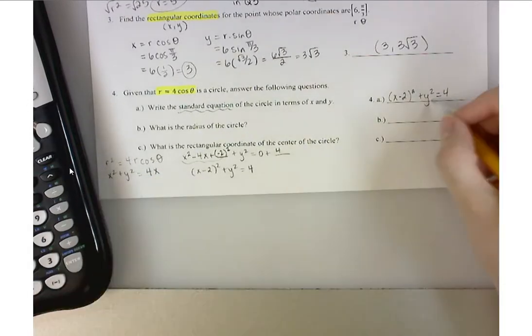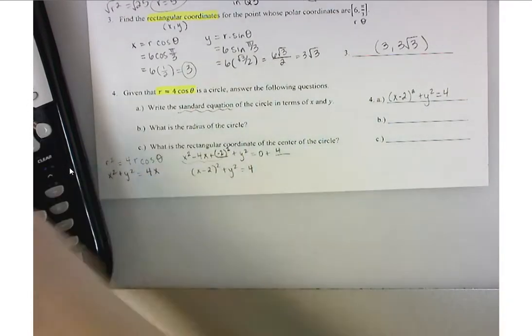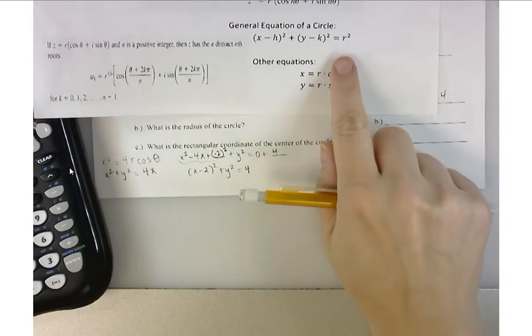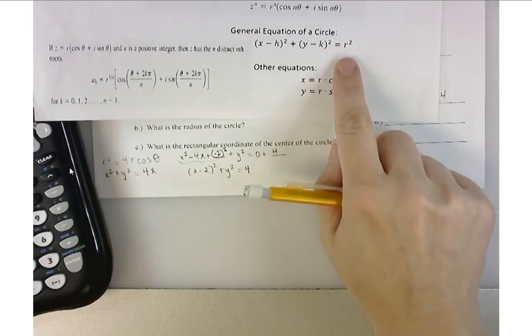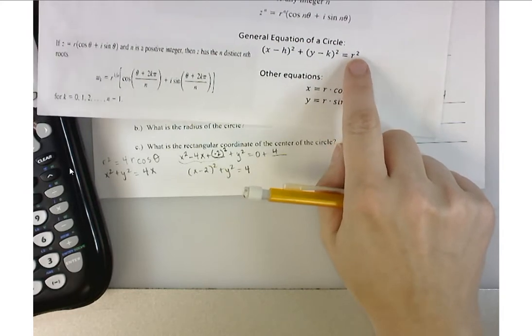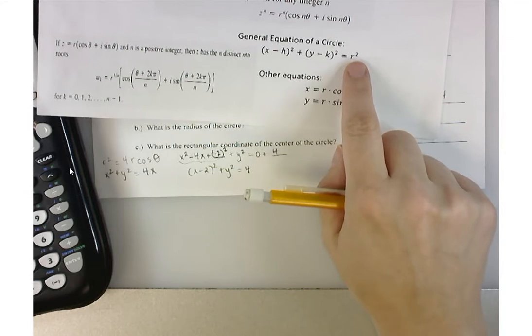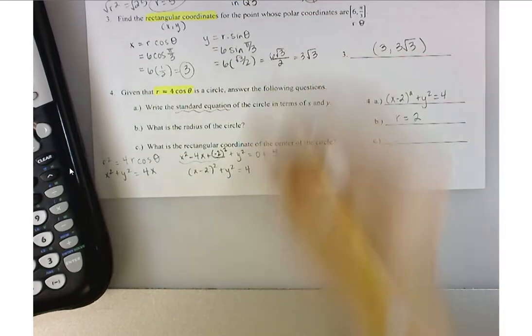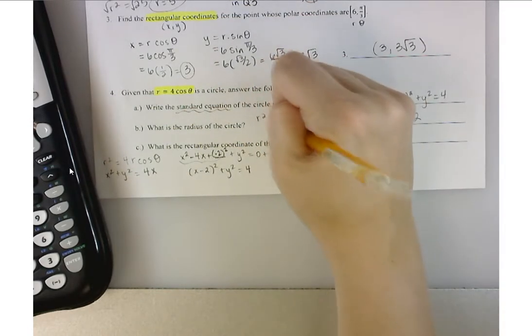Okay, and then it says, what is the radius of the circle? Well, remember, in the general equation of the circle, because you won't have your calculator, you can't just graph it, you have to know. So if r squared is 4, what's my r going to be? My r is going to be 2. Okay, so the radius is 2 here. So r squared is 4, which means your r is 2.